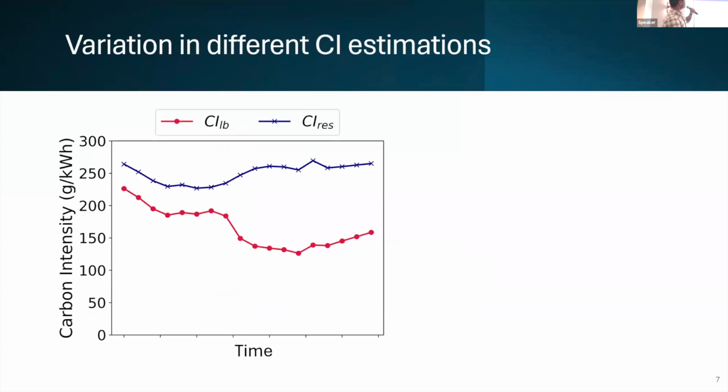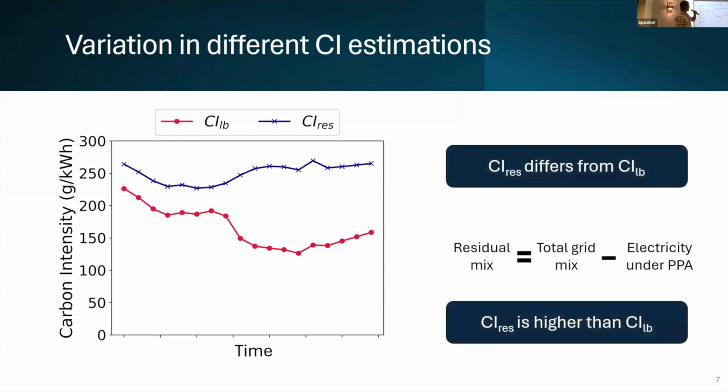These two attribution methods give two estimates, CI_LB and CI_RES, and they are very different from each other. We show the temporal difference between these two CIs with this plot. Also notice that CI_RES is a little higher than CI_LB. That's because CI_LB considers the total grid mix, but CI_RES considers the residual grid mix where some of the electricity is removed. The residual grid mix is usually browner, and hence CI_RES is usually higher.